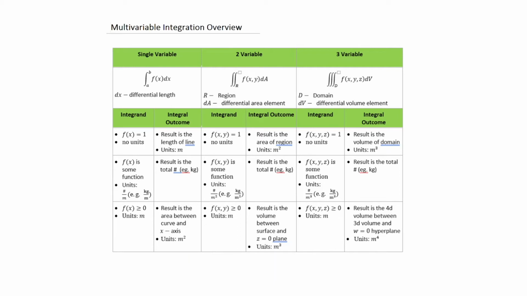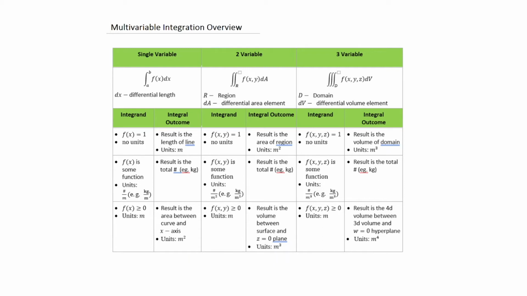If f(x,y,z) is some function, its units would be number sign divided by meters cubed. So for instance, the number sign could be kilograms. It could also be charge. So this would be the mass density. In this case, because it's of a volume, it's kilograms per cubic meter. And if we integrate that mass density over the volume, we're computing the total kilograms within that volume or domain.